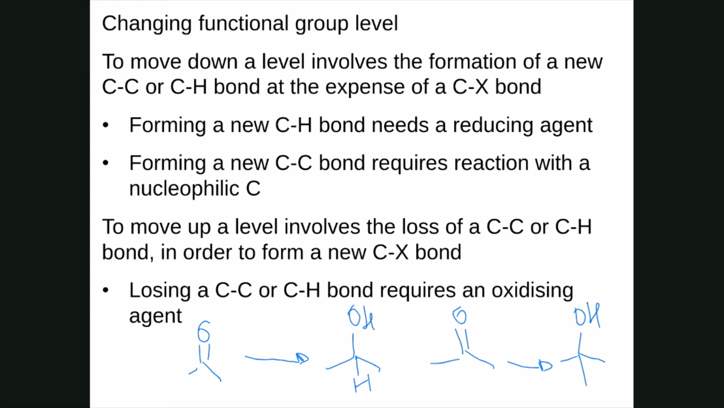When we move up a level, then the functional group will be losing either a carbon-carbon bond or a carbon-hydrogen bond in order to form that new carbon-heteroatom bond. So imagine we go, instead of from a carbonyl group to a hydroxyl, the opposite direction, from the hydroxyl to the carbonyl group. And in both cases, we are losing either the hydrogen or, in this case, the carbon group. Losing that carbon-carbon bond or that carbon-hydrogen bond will require the use of an oxidizing agent.